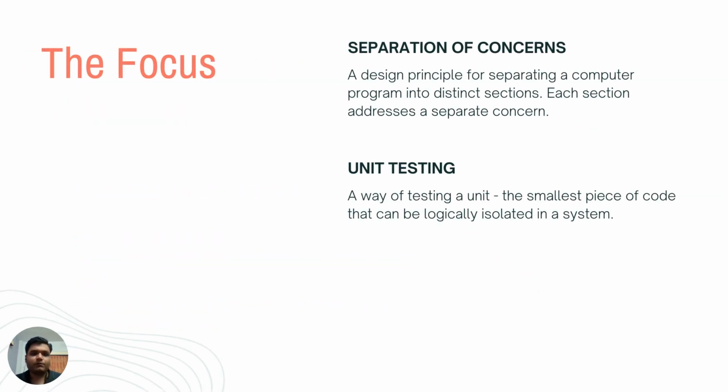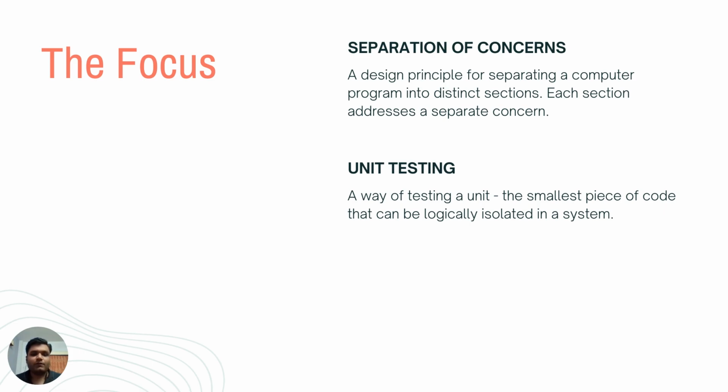Now, coming to the main focus of the presentation, we will focus on two main advantages of architectural patterns: separation of concerns and unit testing. So let's first understand what separation of concerns is. Separation of concerns is a design principle for separating a computer program into distinct sections, and each section addresses a separate concern. What does this mean? We divide our application into various layers, say a business logic layer, a database layer, a UI layer, etc. Changes in one layer do not affect the other layers. Each layer is independent of the others, which means that each layer is not aware of the other layers.